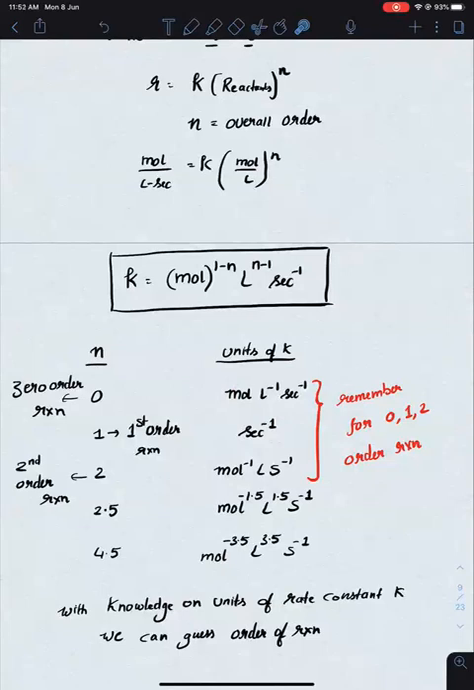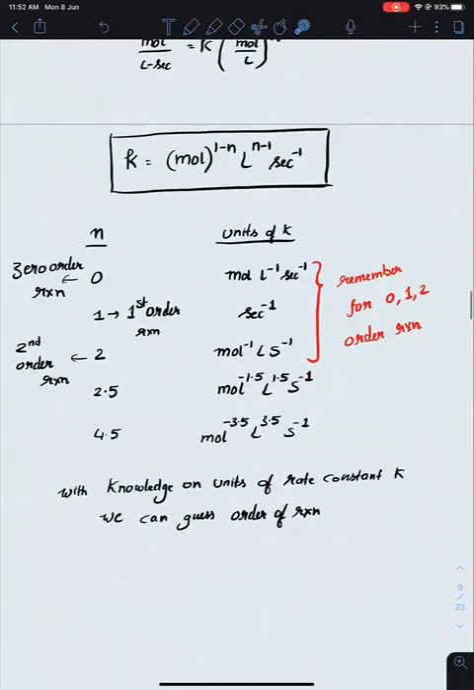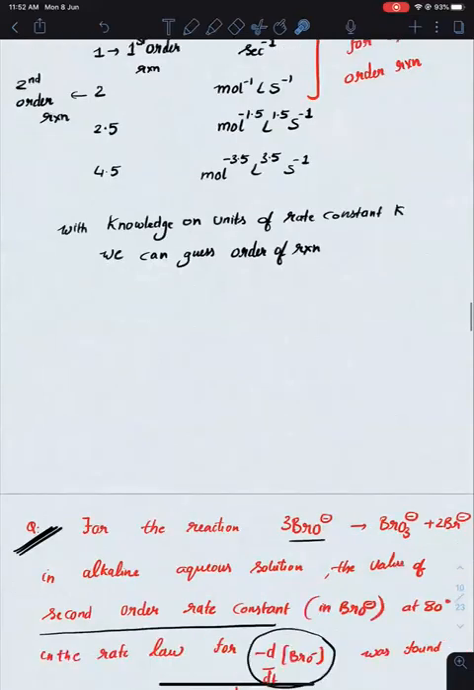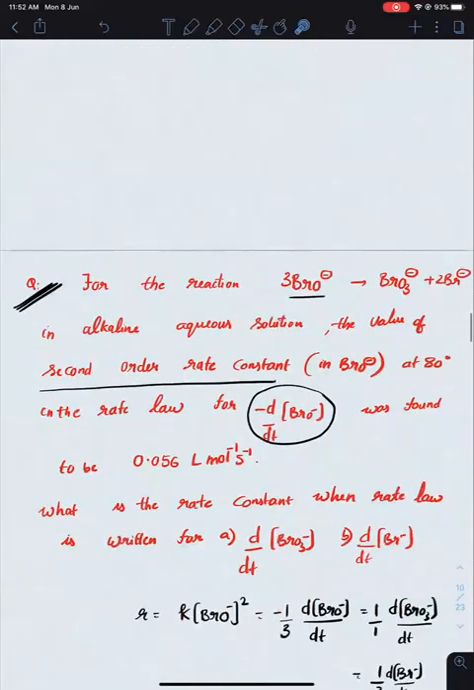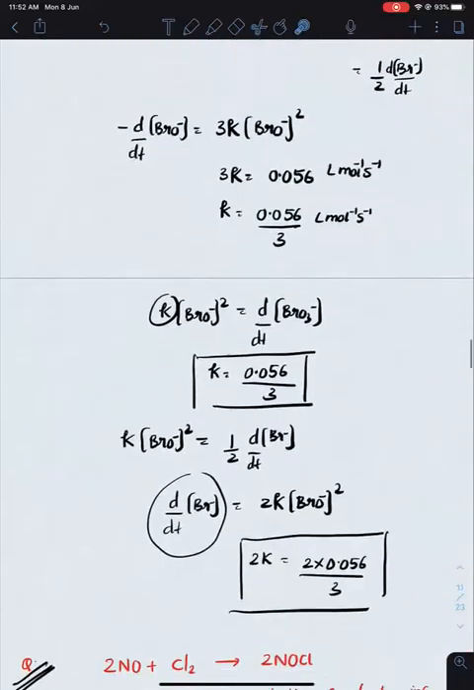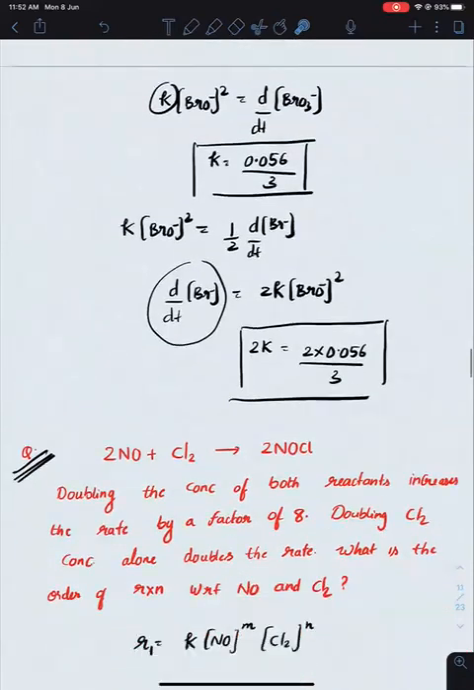Important, remember this. With the knowledge of units of rate constant, we can guess the order of reaction. After that, we have seen some numericals. I hope no one has any doubt in these numericals, they are easy too.